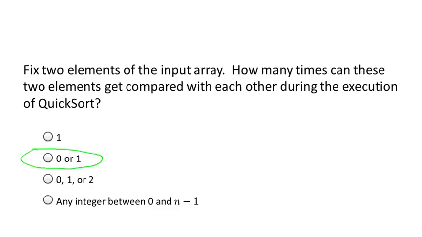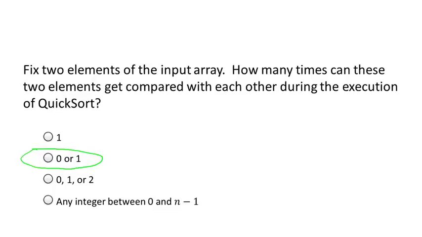The pivot element is compared to each other element in the input array exactly once. Okay, so the pivot just hangs out in the first entry of the array. We have this for loop, this index j, which marches over the rest of the array, and for each value of j, the jth element of the input array gets compared to the pivot. So summarizing, in an invocation of partition, every single comparison involves the pivot element. So two elements get compared if and only if one is the pivot.